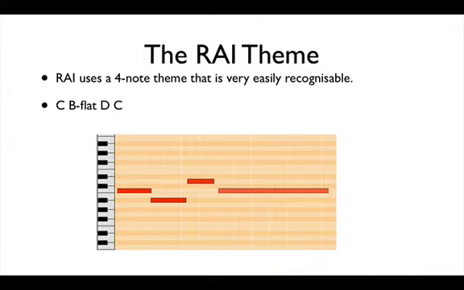Rai uses a 4-note theme that is very easily recognizable. I'm sure you've all heard it many times before. I will show you how to play it on the keyboard in class, but the notes are C, B flat, D, C, and it sounds like this.